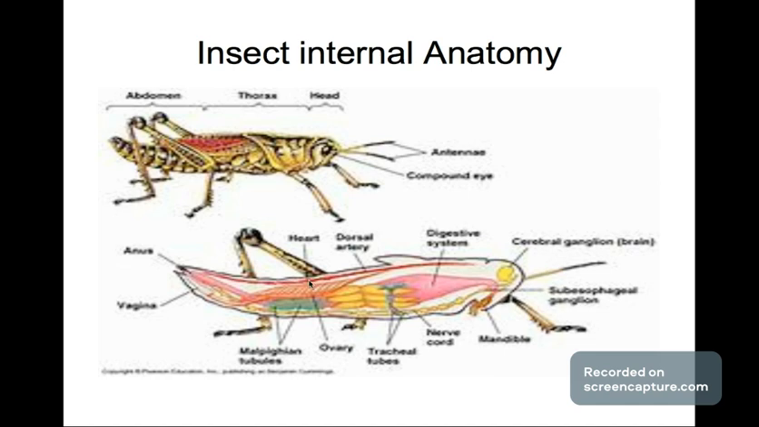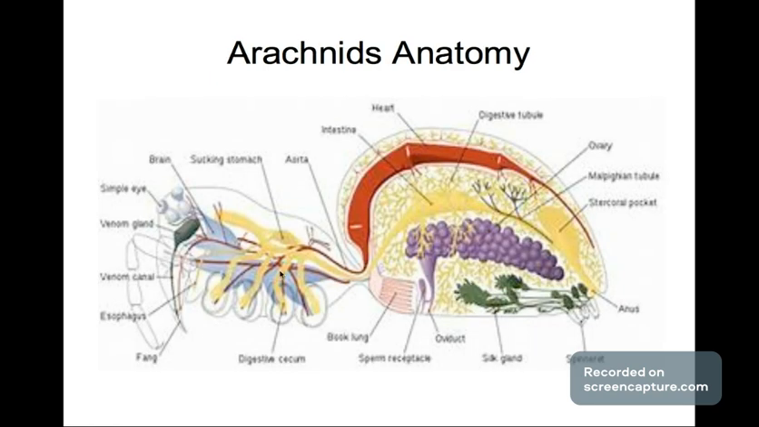So we see right here, this is the heart. This right here is the anus. This is a female. This is the vagina. And this right here is the ovaries. Then this is the nerve cord. These are mandibles. This is the brain. This is the digestive system. So just a little bit of basics. And let's get into the arachnid anatomy.